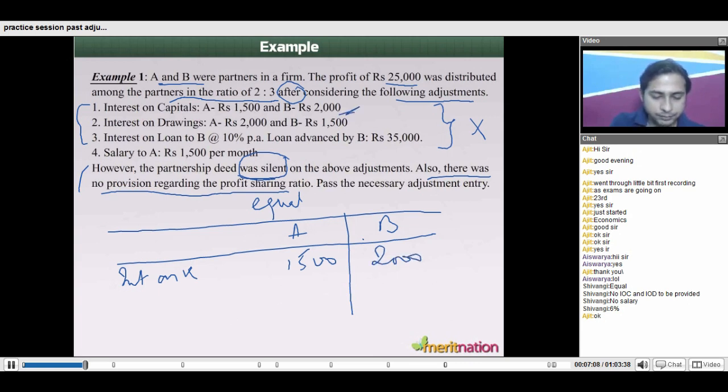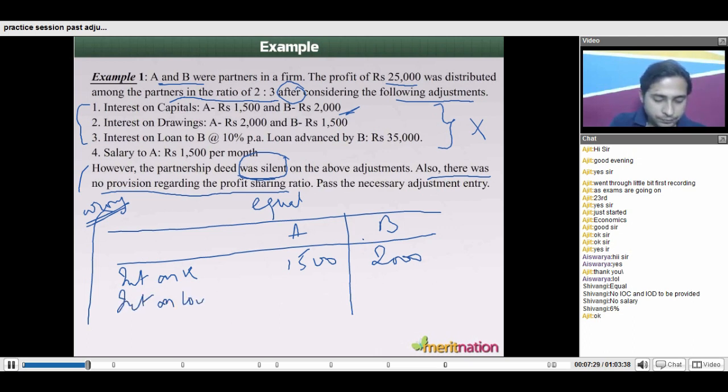As you can see here, what we are doing is the wrong thing. It's a wrong deed what the accountant has done, and we are just trying to follow it. We are just tracing the case by following what the accountant has done. So the first one is interest on capital, and the second one is interest on loan.